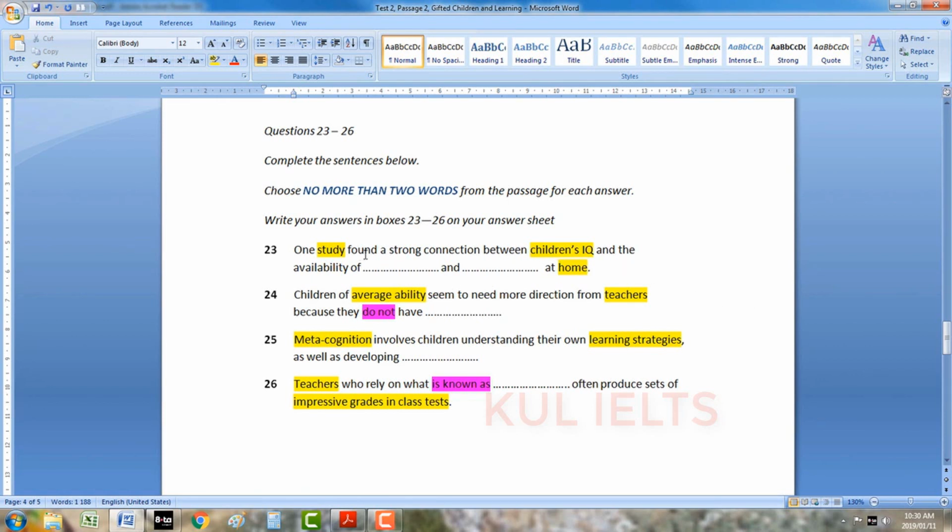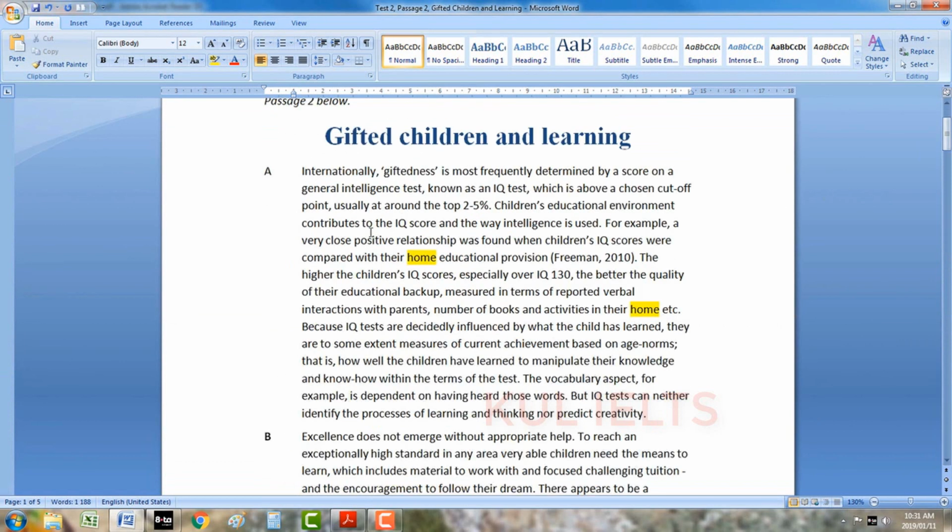At home. So a connection between their IQ and the availability of something and something at home. So the study, there's the positive relationship, the connection. I don't see something and something. The higher the scores, the better the quality measured in terms of number of books and activities in their home. Can you see that? Something and something. And there it is over there. When you see it, you know that you have it.